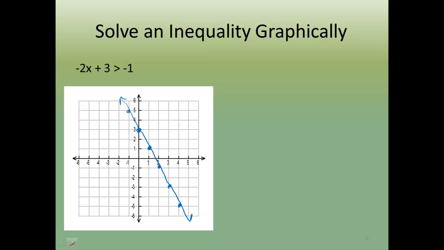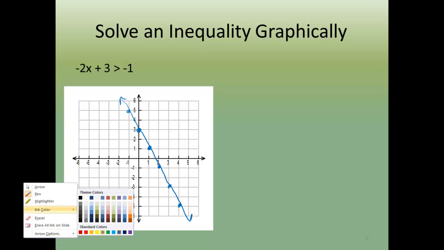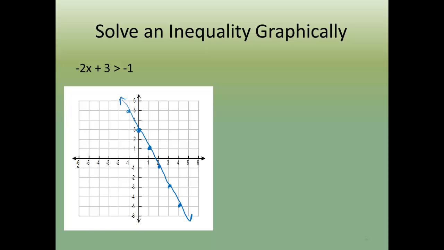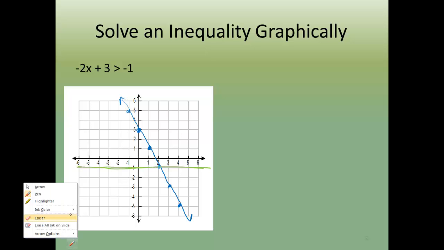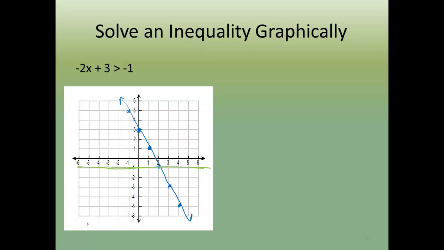I now want to graph the negative 1 as a horizontal line. There's my negative 1. There's my horizontal line. So let's notice a couple of things. First of all, I'm going to look for this intersection, and specifically I'm going to look for the x-coordinate of that intersection. And in this case, I get x equals 2.